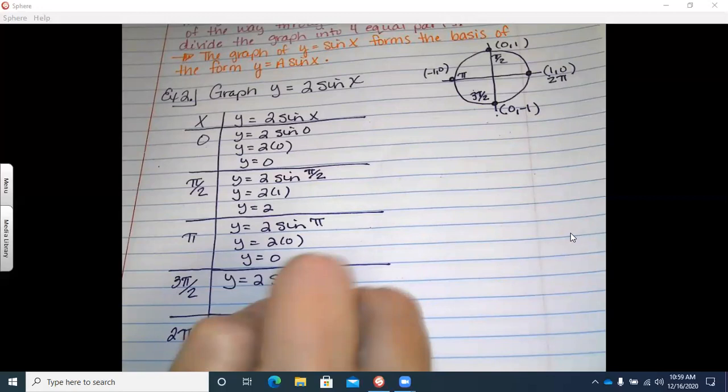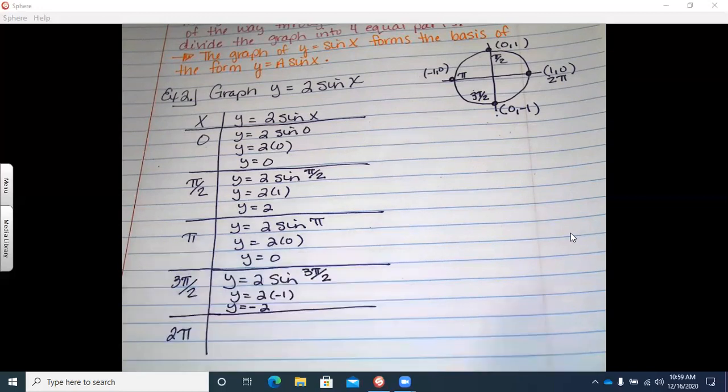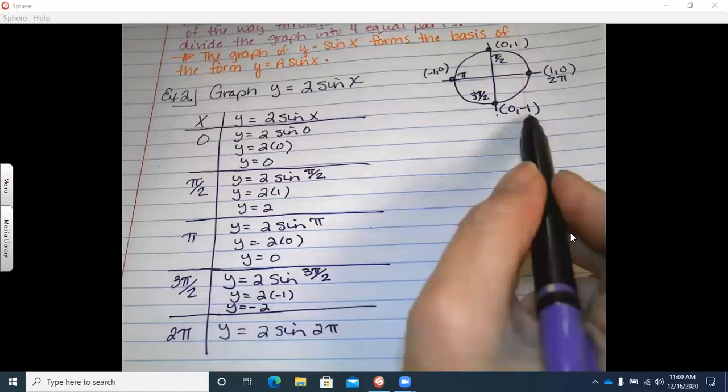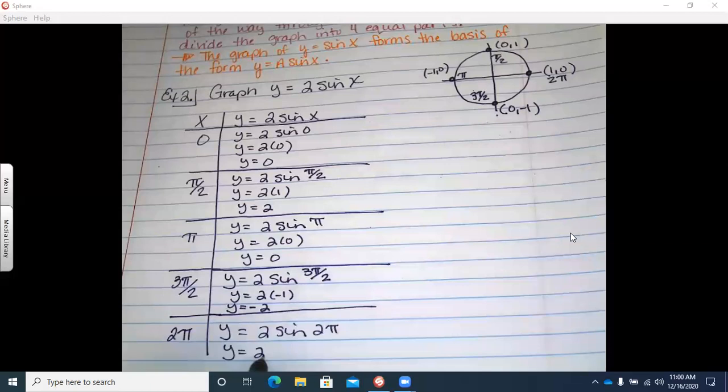And the last one is 2 pi. Y equals 2 times the sine at 2 pi. What's the sine at 2 pi? Negative 1, right? It's your y value. So y equals 2 times negative 1. Y equals negative 2. So what do you think my amplitude is going to be?